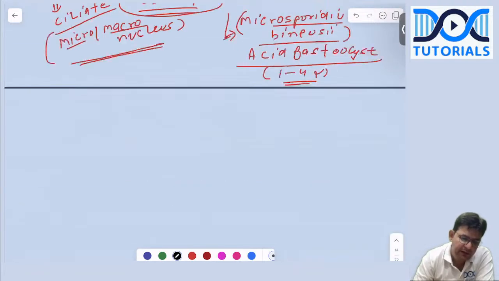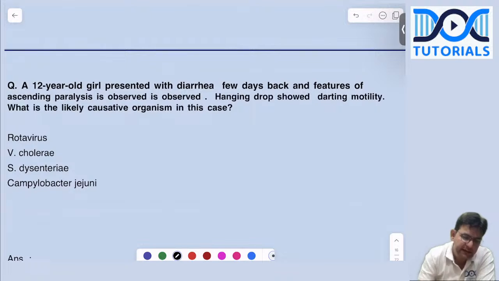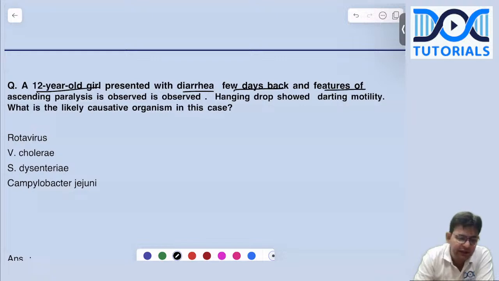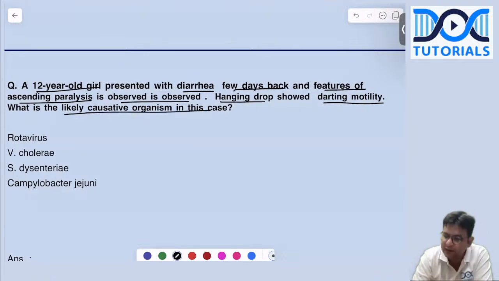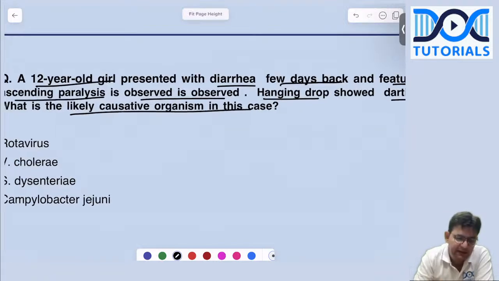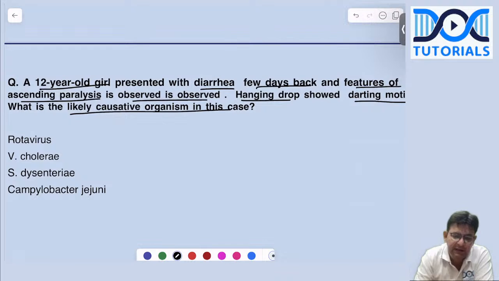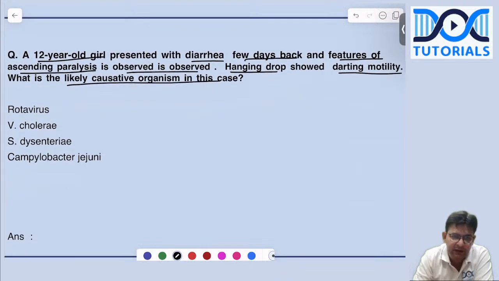Next question: a 12-year-old girl presented with diarrhea a few days back and features of ascending paralysis are observed. Okay, the hanging drop of the stool sample shows darting motility. What is the likely causative organism in this particular case? So, guys, tell me the answer: the hanging drop is showing darting motility, and what is the likely causative organism? Yes, please tell me what should be the answer.